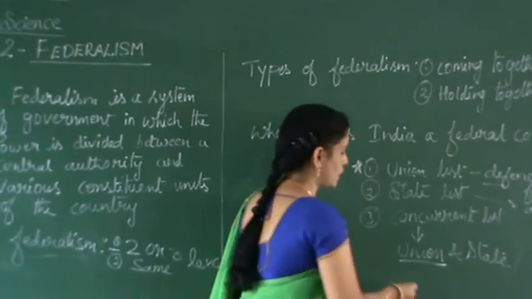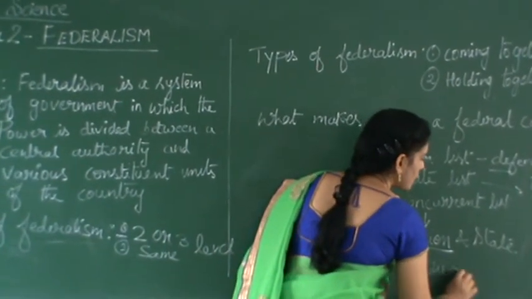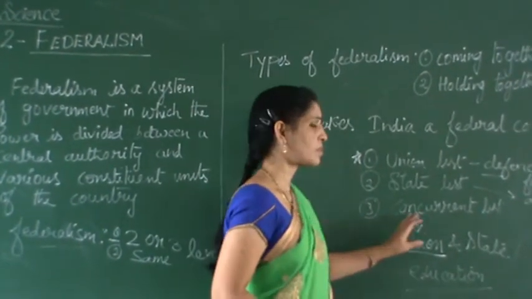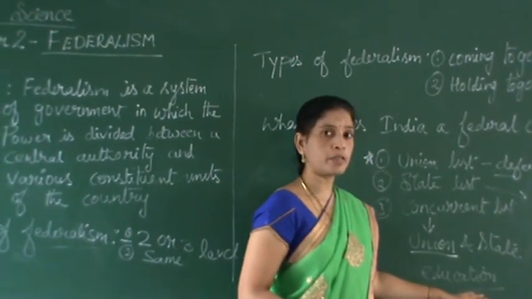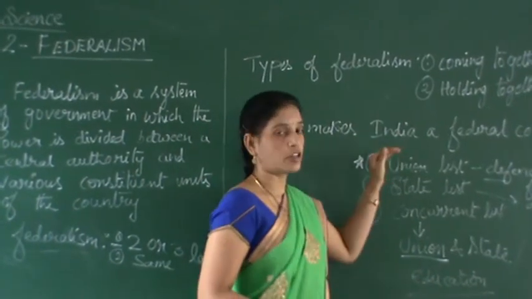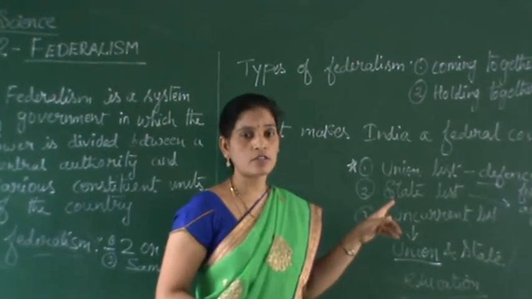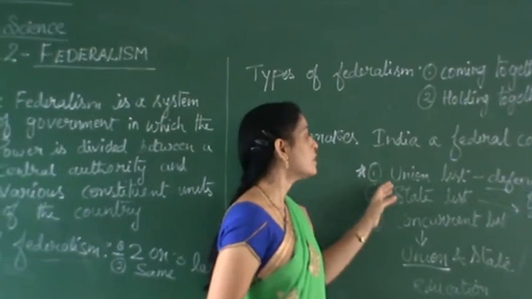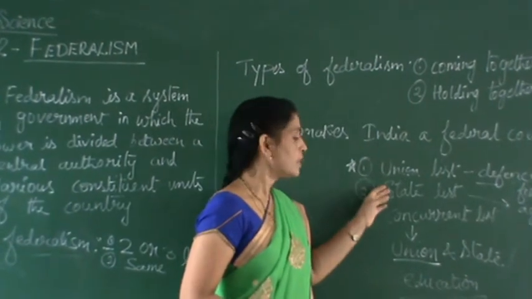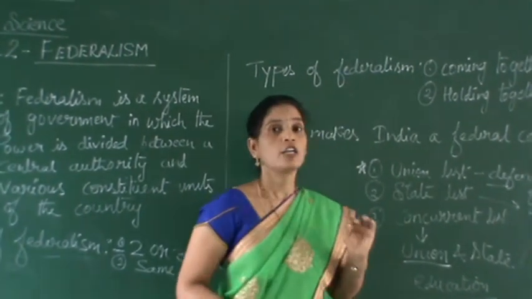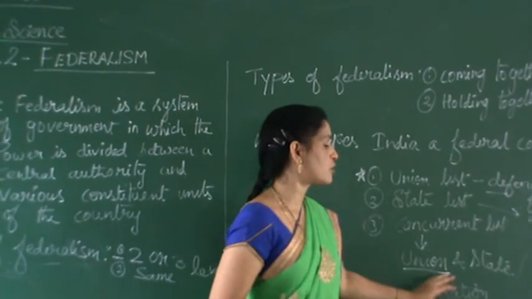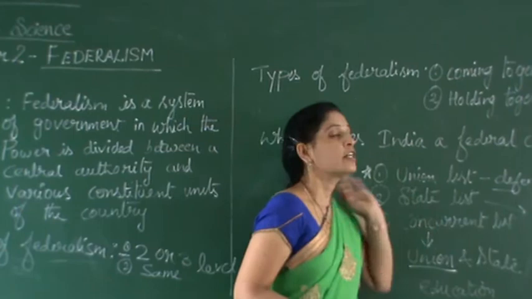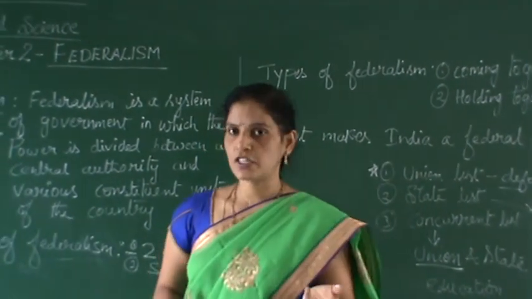Take the example of education. Education can be at both the levels, isn't it? The state government has its own state boards, and the central government also has its own boards, isn't it, children? So education is handled by both the areas. So this falls under the concurrent list. The subjects which can be dealt with by both the governments fall under the concurrent list. Education is the best example.